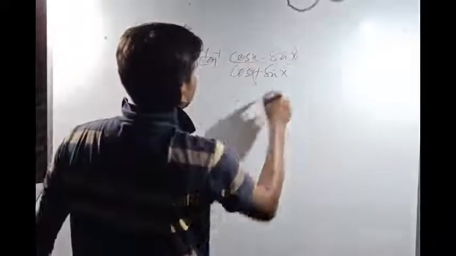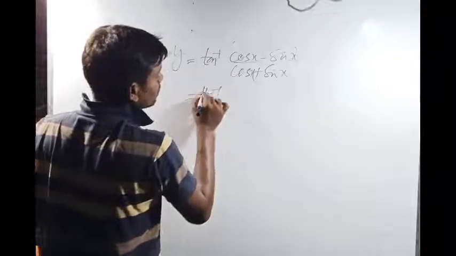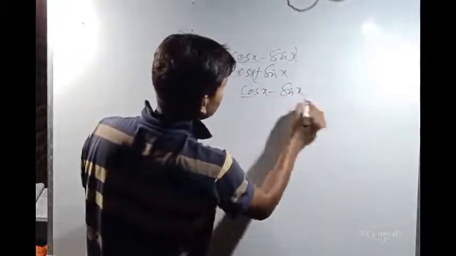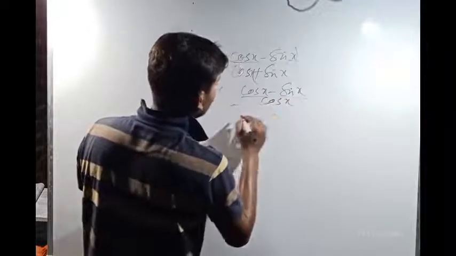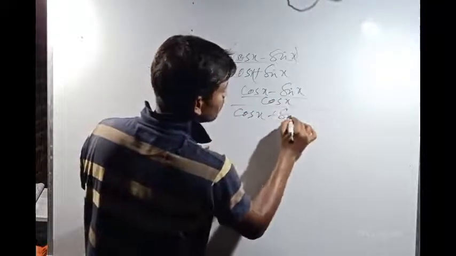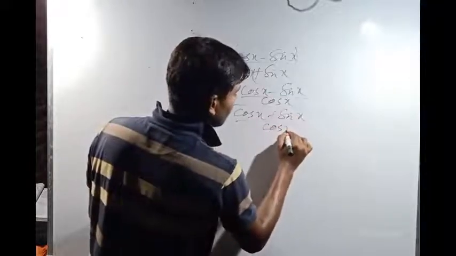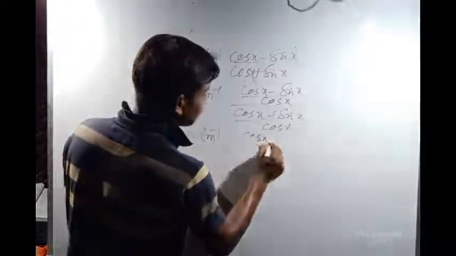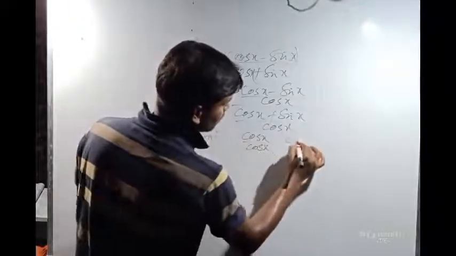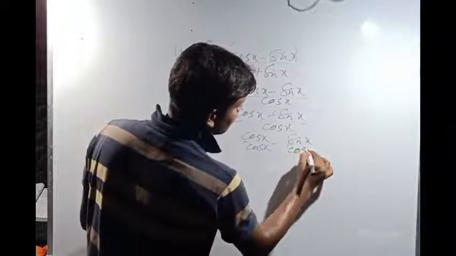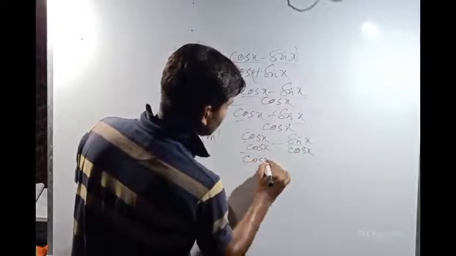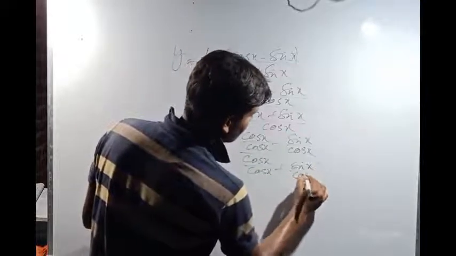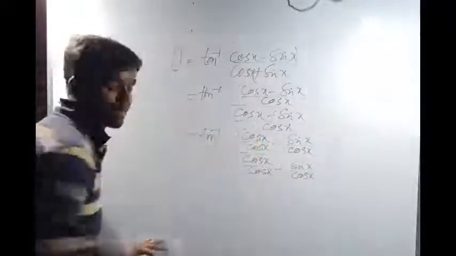Here also, tan inverse of (cos x minus sin x) divided by (cos x plus sin x), and we divide both by cos x. Okay, then this is tan inverse of (cos x by cos x minus sin x by cos x) divided by (cos x by cos x plus sin x by cos x). Okay, any doubt?